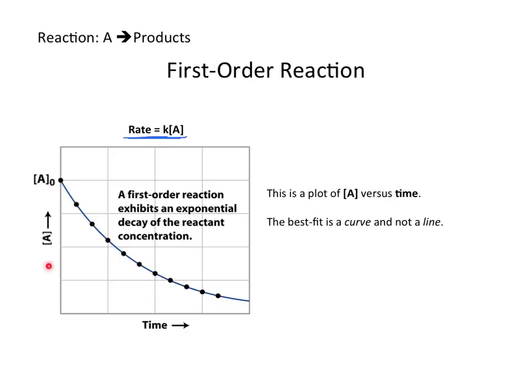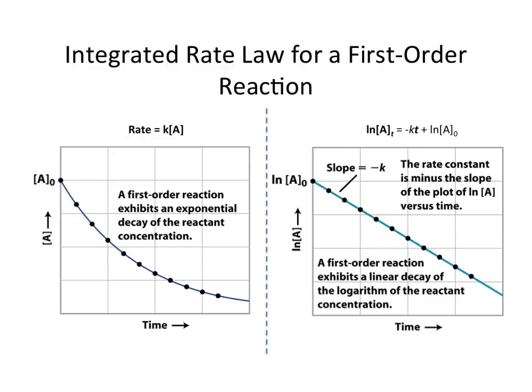When you graph the concentration of A on the y-axis versus time on the x-axis, the decay is not linear, but rather exponential. The best fit is a curve and not a line, which makes it hard to calculate the concentration of reactant at a given time point. In order to achieve a linear fit, we use what's called the integrated rate law, which is literally the integration of the rate law. Using calculus, you can determine this equation.